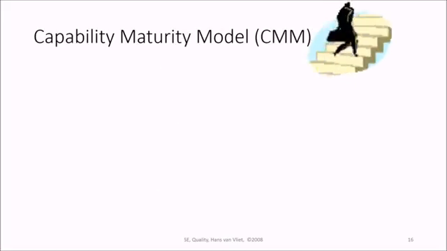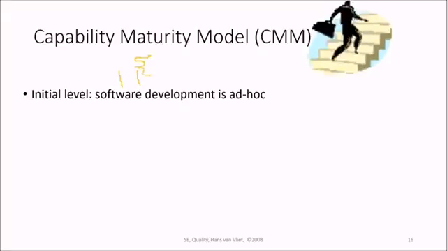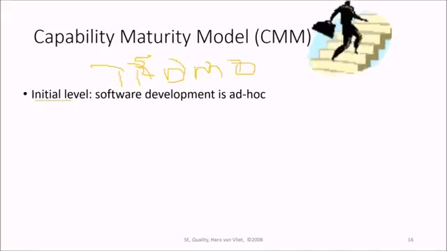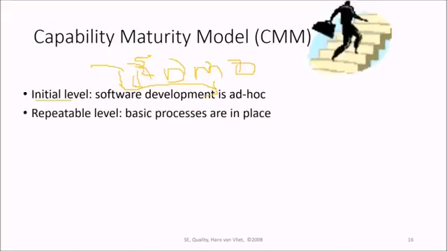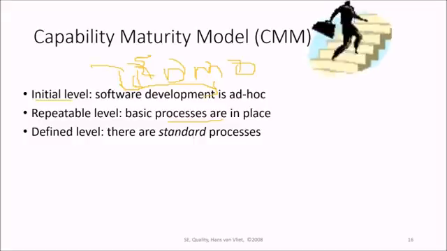Then we come to CMM or CMMI, Capability Maturity Model. There are 5 levels: initial, repeatable, defined, managed, and optimized. At the initial level, software development is ad hoc. At the repeatable level, the basic processes are in place. At the defined level, there are standard processes.